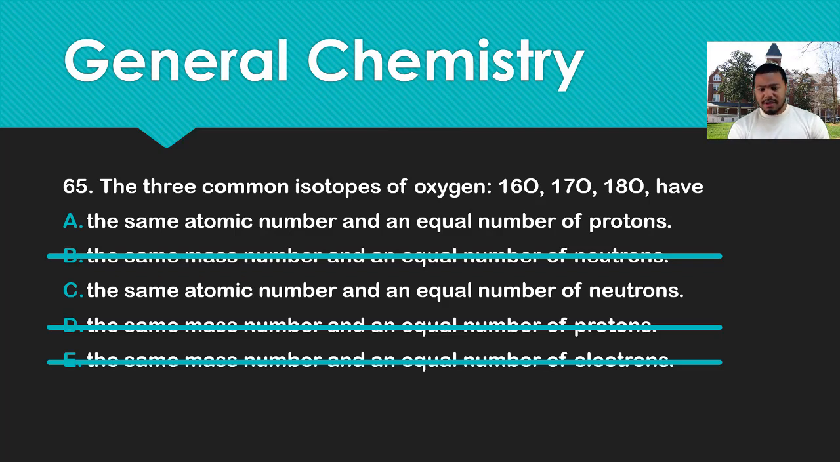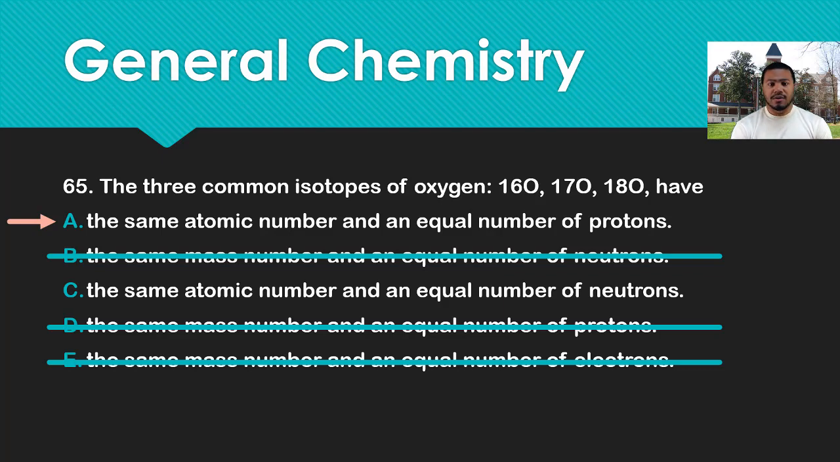In this particular case, the concept being tested is whether or not you know that the weights of these three isotopes are each different. Certain particles have a certain weight. So the actual answer here is A, the same atomic number and an equal number of protons. You're not going to have an equal number of neutrons, because the neutrons are what give the density or the mass to each of these particles.